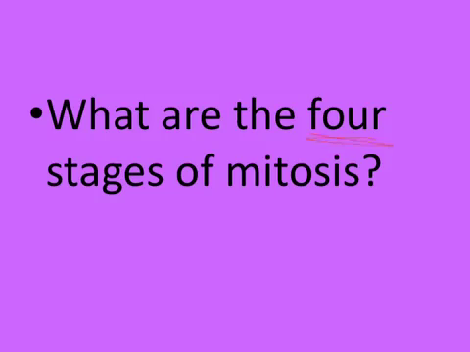What are the 4 stages of mitosis? Okay, so we've got our cell cycle here. Right? And in M phase, mitosis, I told you it was composed of 4 different parts. And we remember it by PMAT. So what does P stand for? Prophase. What does M stand for? Metaphase. What does A stand for? Anaphase. And lastly, what does T stand for? Telophase.